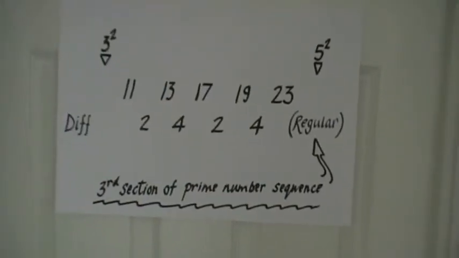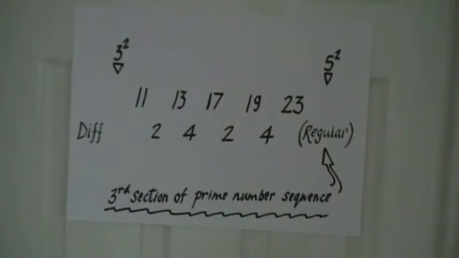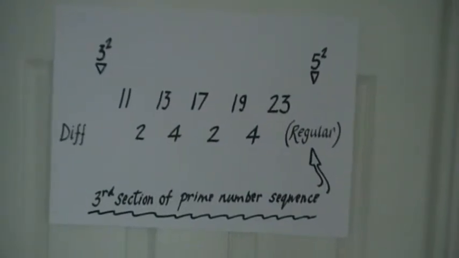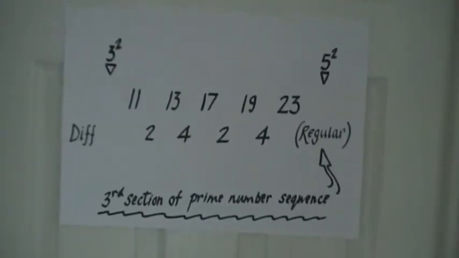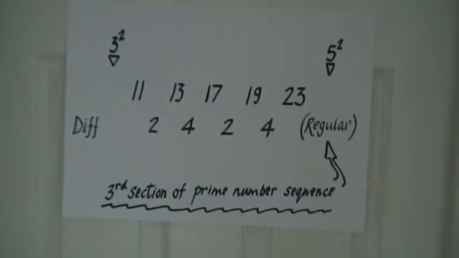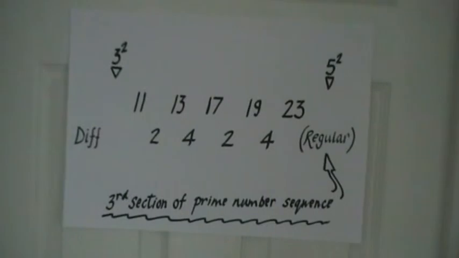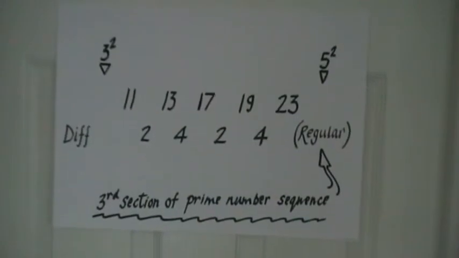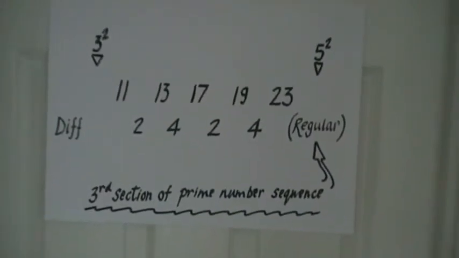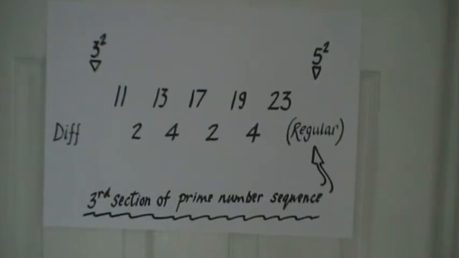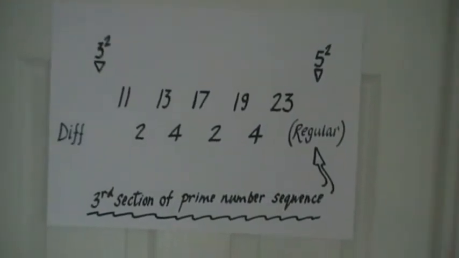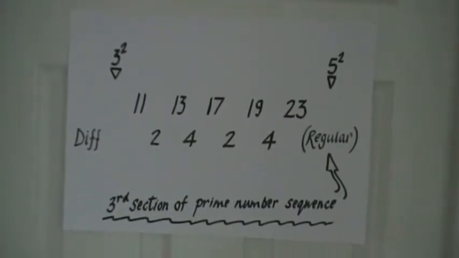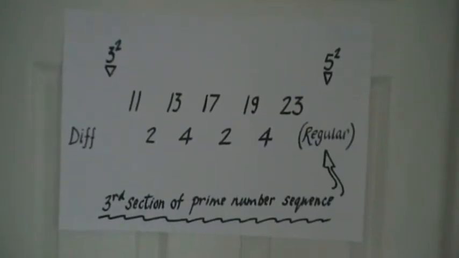Here is the third section of the prime number sequence, lying between 3 squared and 5 squared. 5 primes, 11, 13, 17, 19 and 23. Their differences are 2, 4, 2, 4, and that clearly has come from S3, which has a difference sequence of 4, 2, 4, 2 forever. And we count that as a regular sequence because the differences repeat. So that's the third section of the prime number sequence.